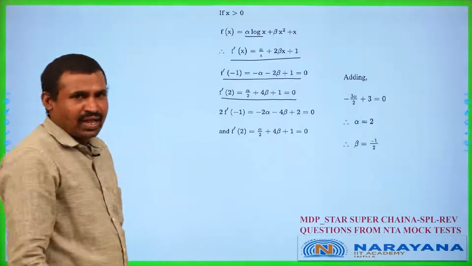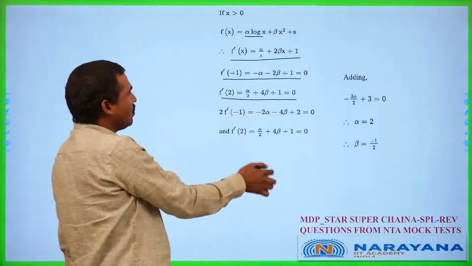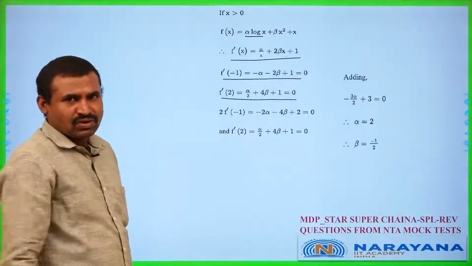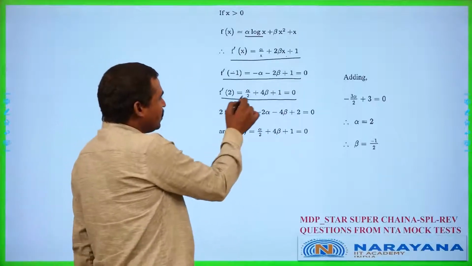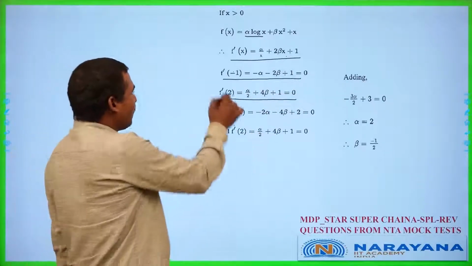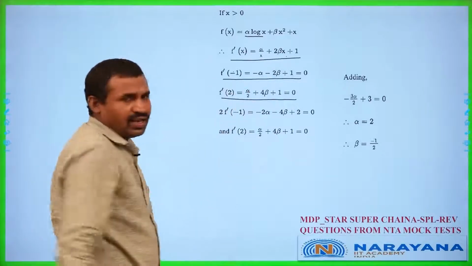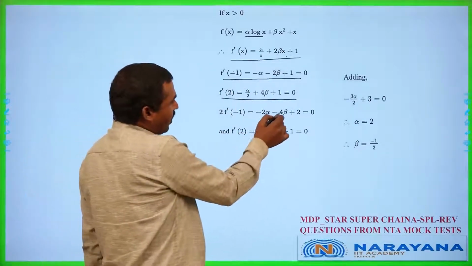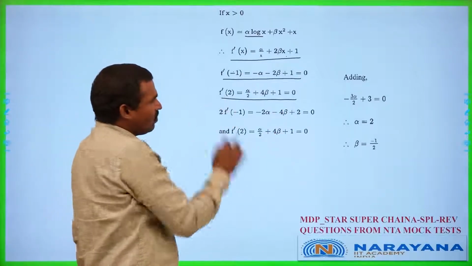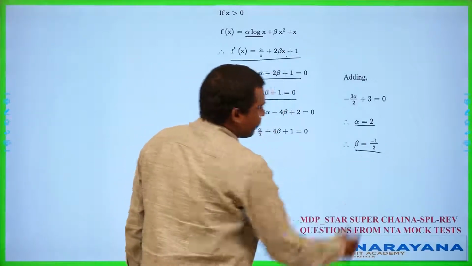If you substitute x is equal to minus 1 and x is equal to 2 in this equation f dash x equal to 0, we will get f dash of minus 1 is equal to minus alpha minus 2 beta plus 1 is equal to 0, and f dash of 2 is alpha by 2 plus 4 beta plus 1 is equal to 0. So, multiply the first equation by 2, then 2 times f dash of minus 1 is minus 2 alpha minus 4 beta plus 2 equal to 0. If you add 1 and 2, then we will get alpha is equal to 2 and beta is equal to minus 1 by 2.